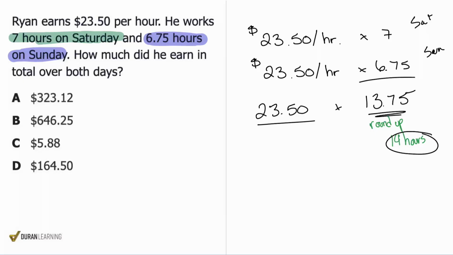So here you go, 2350 multiplied by 14. 0 times 4. 5 times 4 gives us 20, carry the 2. 3 times 4 gives us 12, carry the 2 is 14. Then from there, we have 2 times 4 is 8, carry the 1, that's 9.